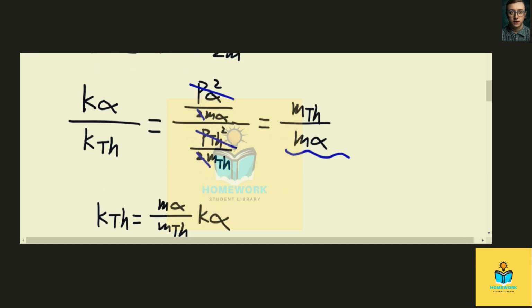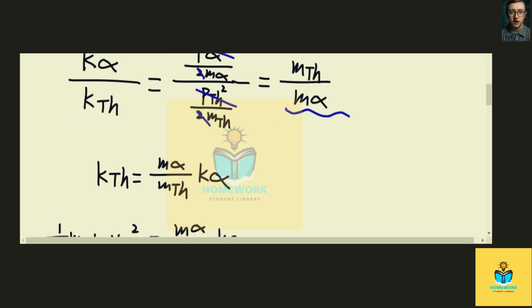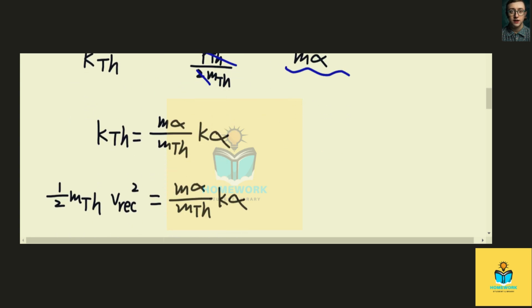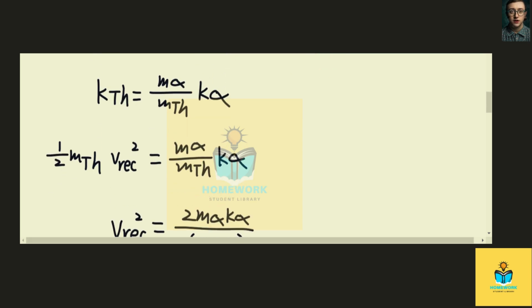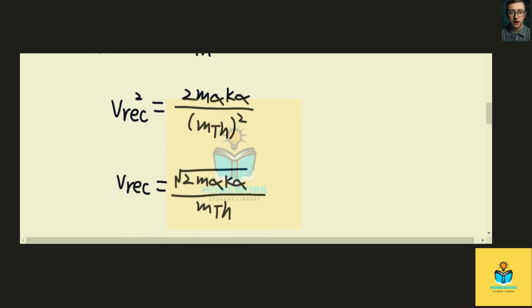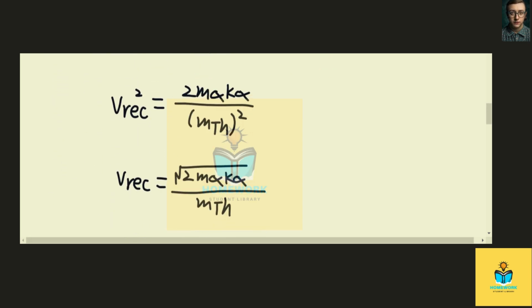So eventually we have K alpha over K Th is equal to m Th over m alpha. If we do some rearrangement, the kinetic energy of the thorium is equal to m alpha over m Th times K alpha. We know the kinetic energy of the thorium is equal to 1/2 m Th times v rec squared, where v rec is the recoil velocity of the thorium nucleus. So rearranging, the recoil velocity is equal to the square root of 2 m alpha K alpha over m Th.